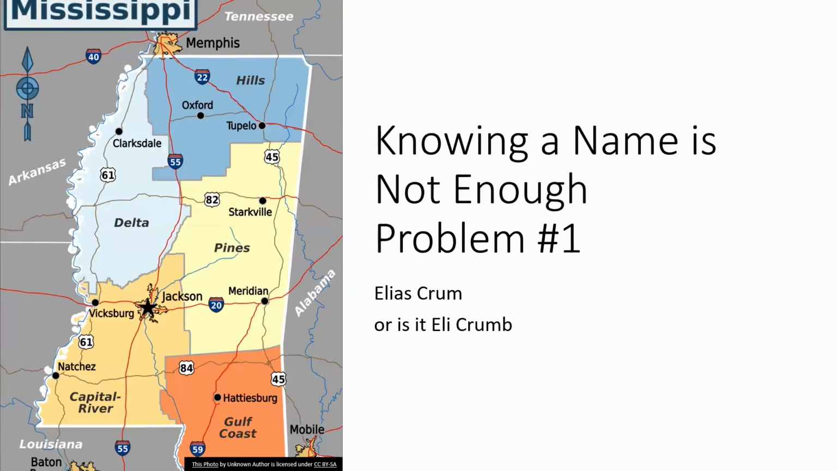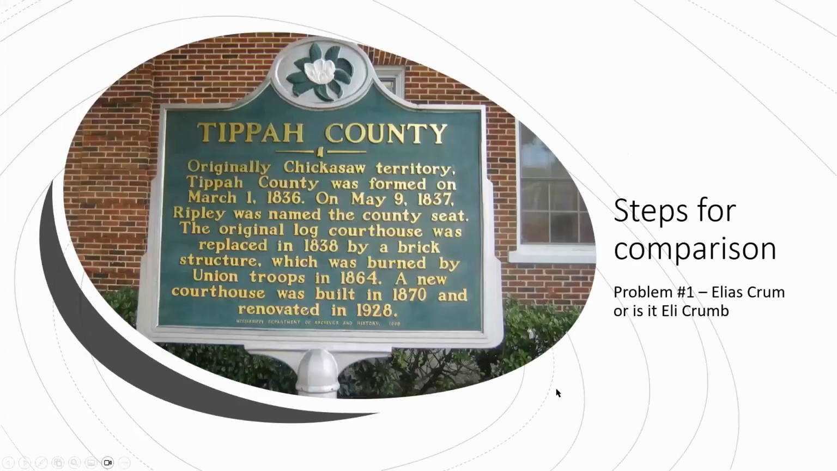And the question really becomes, is the brother of Peter Crum a man by the name of Elias or a man by the name of Eli? This becomes a little bit more difficult as you're looking at it because it takes place in Tippah County. And Tippah County was originally Chickasaw territory. It was formed in 1836, and Ripley was named the county seat a year later.